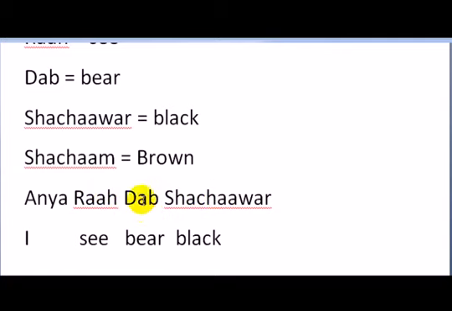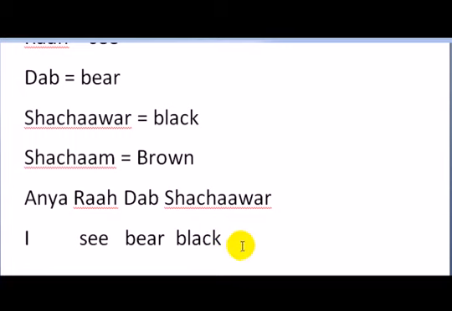Because you will always put the subject first before you would put the word that would actually describe the subject. As in English, you would say, I see a black bear. In Hebrew, you would say, I see bear black. Alright, so Anya, Ra'a, Dab, Shakawar. Alright, so that's I see bear black.